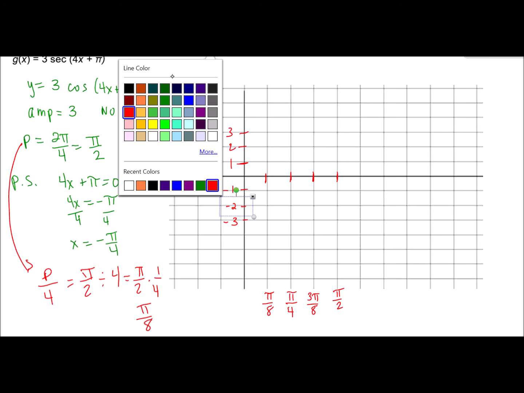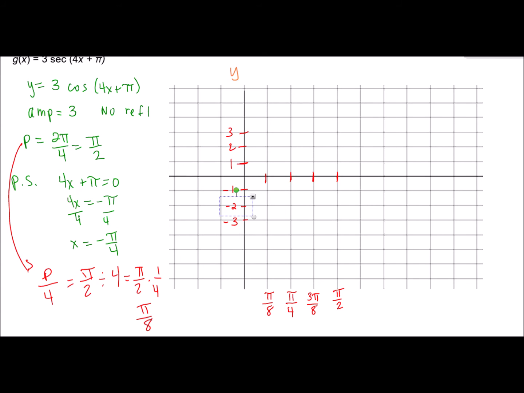All right, basic cosine function. I am starting with y equals 3 cosine of 4x. I'll do the phase shift afterwards. I just find this a little bit easier to start there. So cosine starts at the top, ends at the top, middle is a minimum, intercept, intercept. Okay, there would be my basic cosine graph.